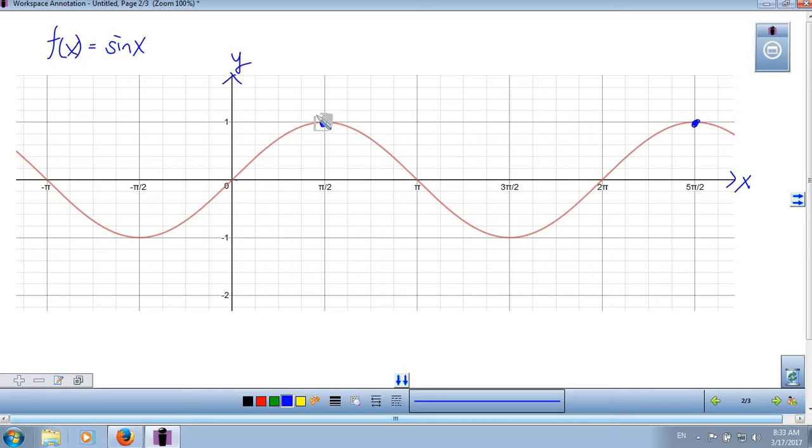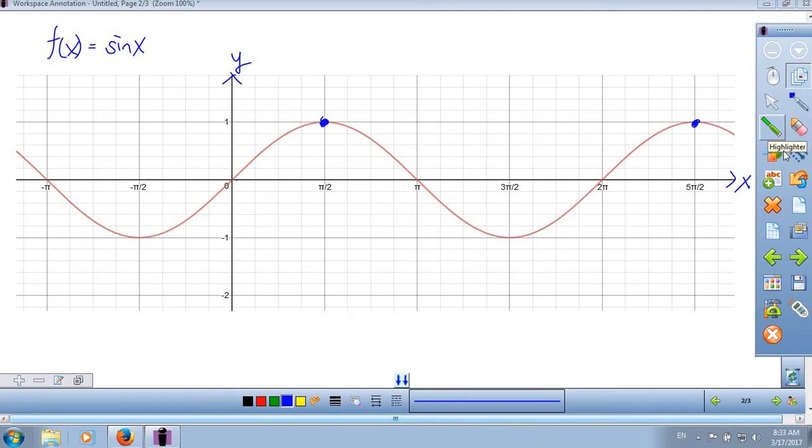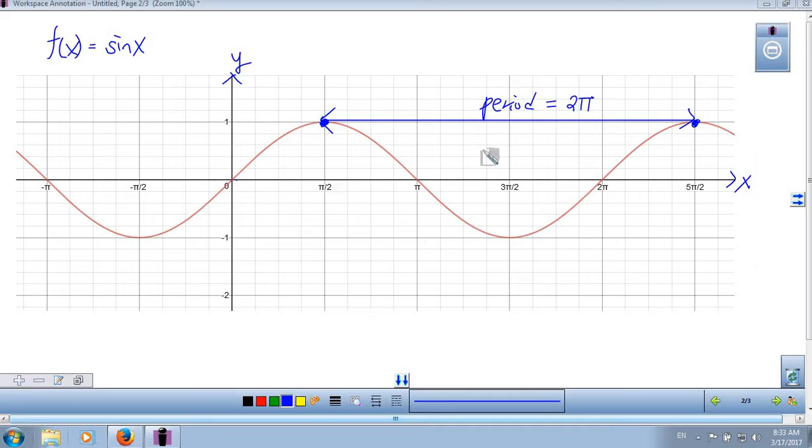So if you go from peak to peak, this is going to be your period. This is how long it takes for you to complete the cycle. This is called the period of the function, and in this case it's 2 pi. It's 2 pi because it goes from pi over 2 to 5 pi over 2. So that's 1, 2, 3, 4 pi over 2, which is 2 pi.